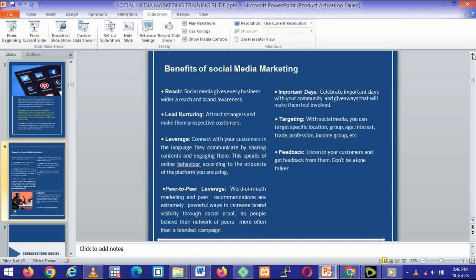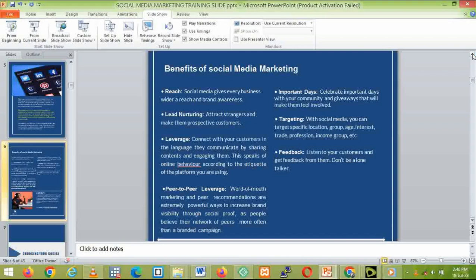Two, nurturing. You can attract strangers and make them positive, prospective customers, people that are your brand enthusiasts. Social media gives you that leverage. It's possible. People that have never even known where your physical location is can just get to like you, and they are madly in love with you. And that's how it works online. That's the biggest leverage here.